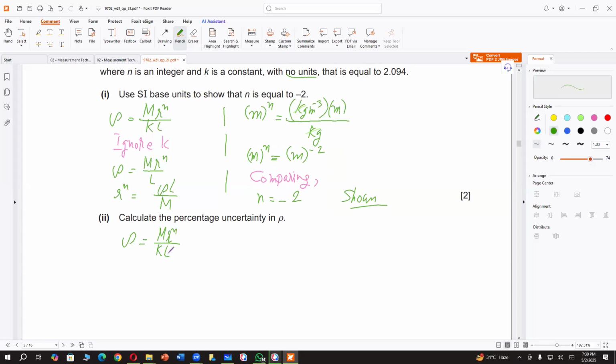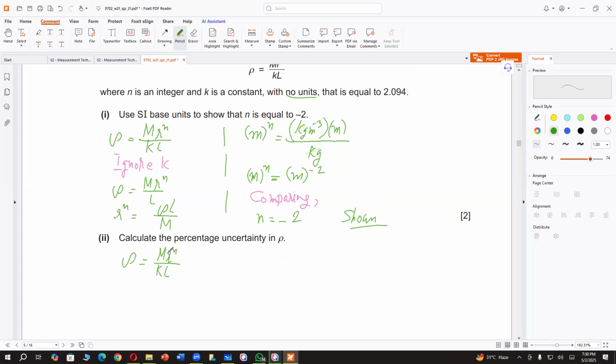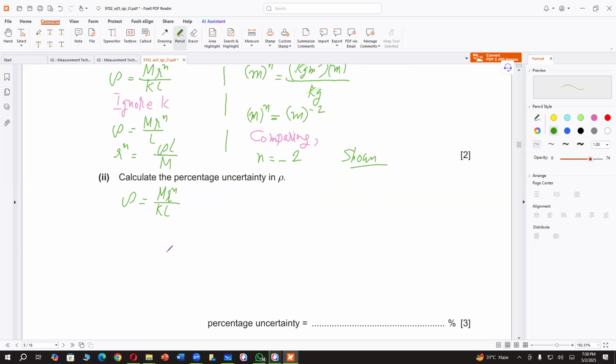So should I ignore K again because we are going for percentage uncertainty? So I am writing the approach: Δρ upon ρ, percentage sign here, is equal to plus minus Δm upon m plus n comes behind. Remember, uncertainties are never subtracted. ΔR upon R plus ΔL upon L, and you should see that where is the letter K?